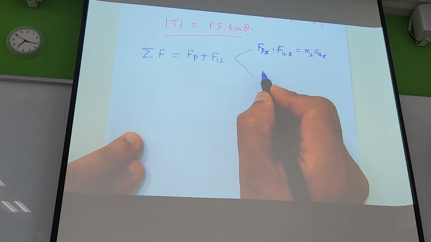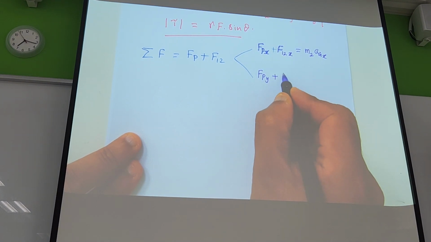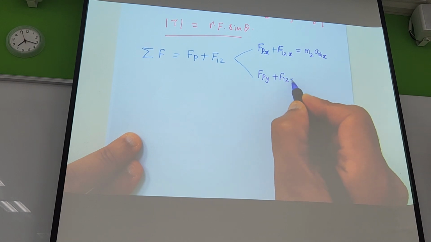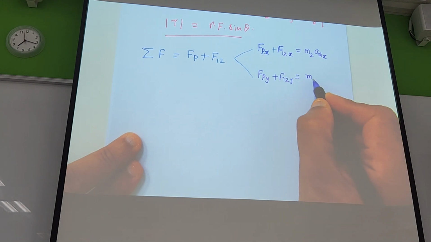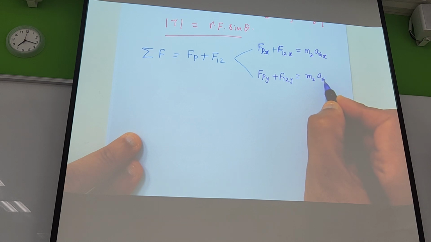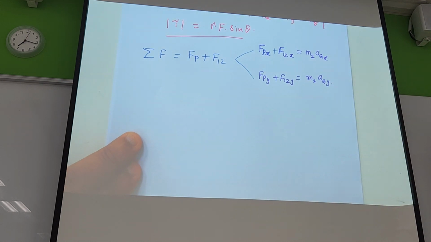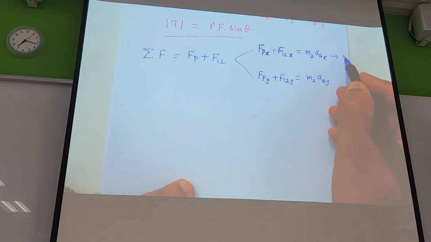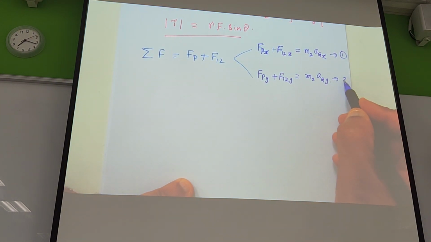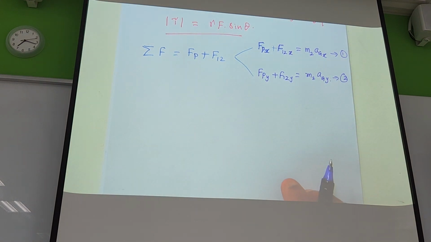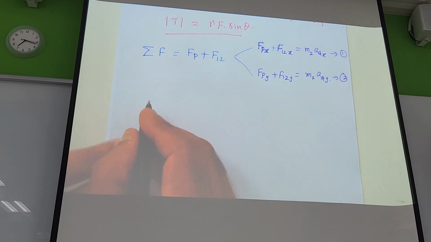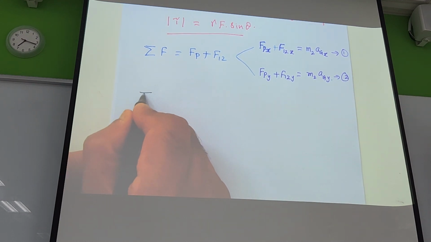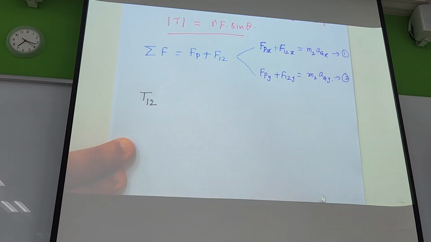Then you can also write for the y component: Fp y plus F12 y is equal to mass 2 into acceleration of G y component. You can consider these as equation 1 and equation 2. The next equation is related to the torque. So the torque 1, 2.